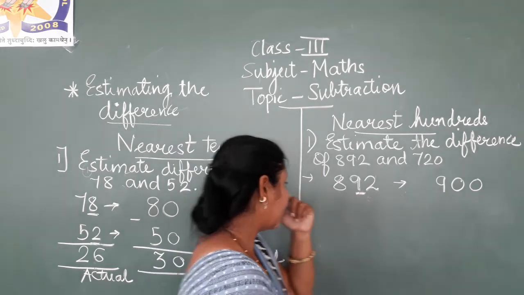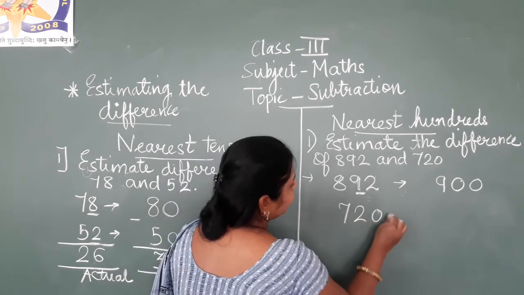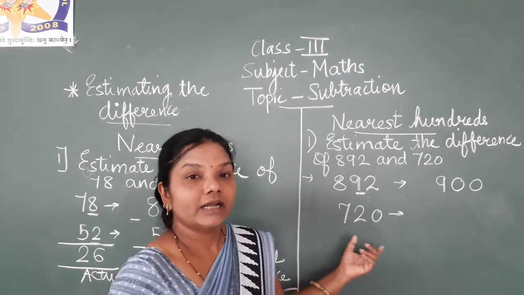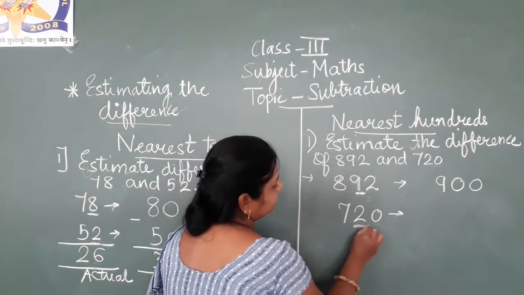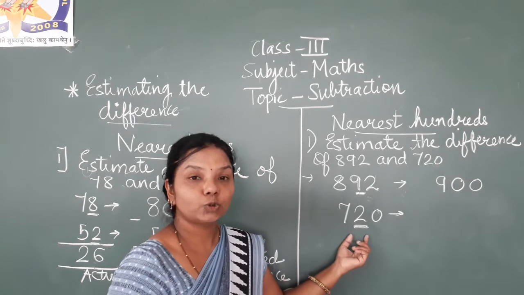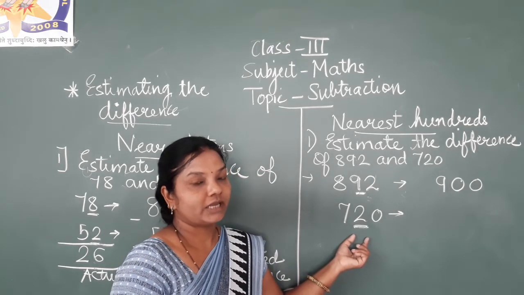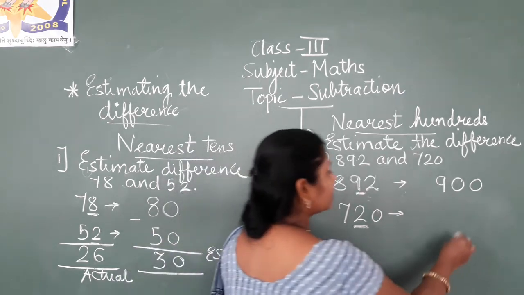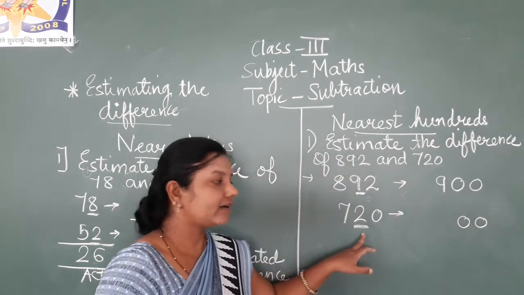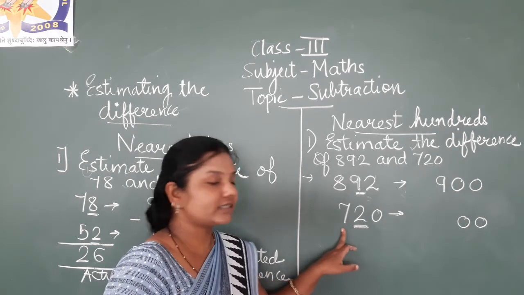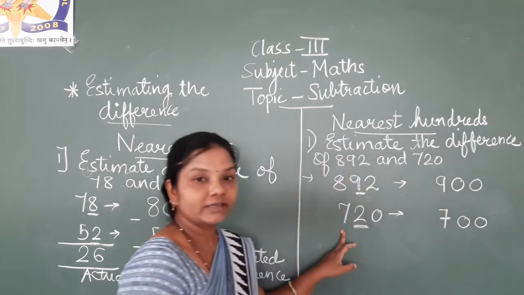Okay. Next, the number 720. Again, check the digit at tens place. Yes, it is 2, and 2 is in which group? It is in first group. If it is in first group, then put 0, 0 at tens and ones place, and the hundreds digit will be as it is. Finish.